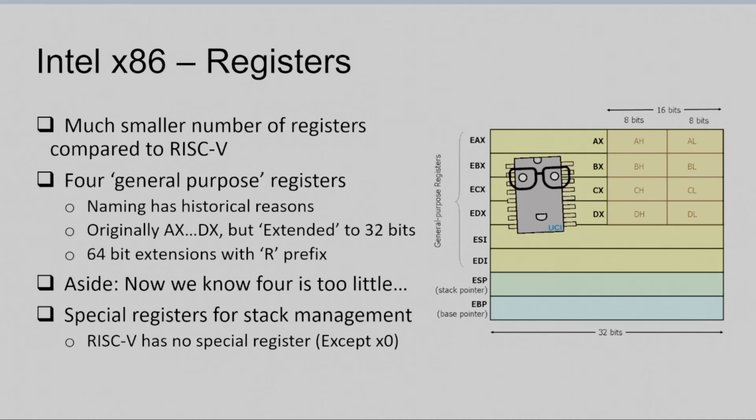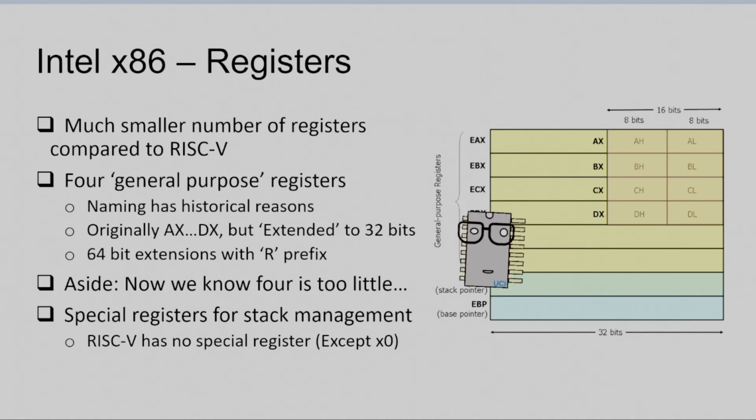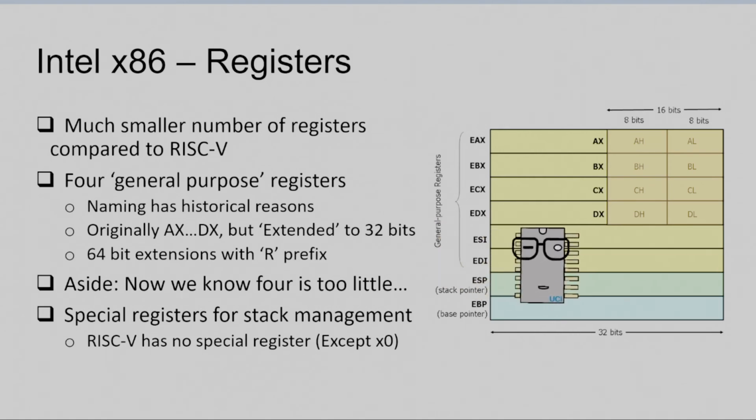But the interesting thing here is if you have older assembly code, older binary, which references these AX, BX, and CX registers, they're still accessible because they want to be absolutely backwards compatible. They would just be sub-bits of the extended registers. Now we also have 64-bit extensions with the R prefix, so it's RAX, RBX, and whatnot. As an aside, after a lot of research into computer architectural design, now we know that 4 is kind of a small number of registers to have.